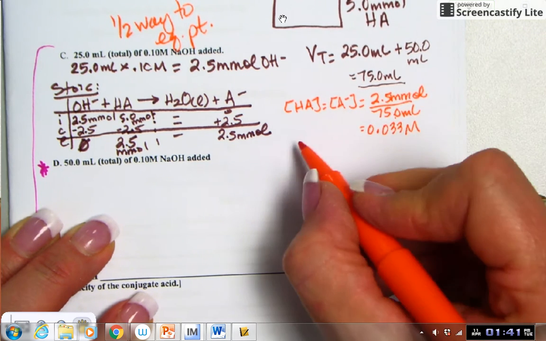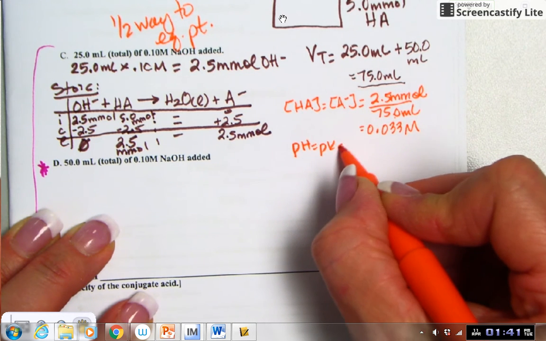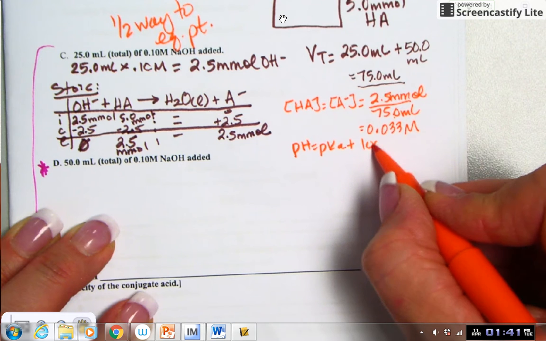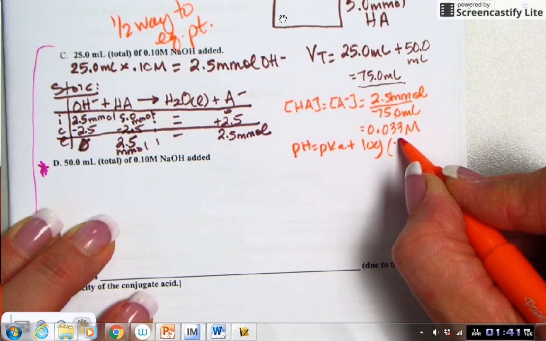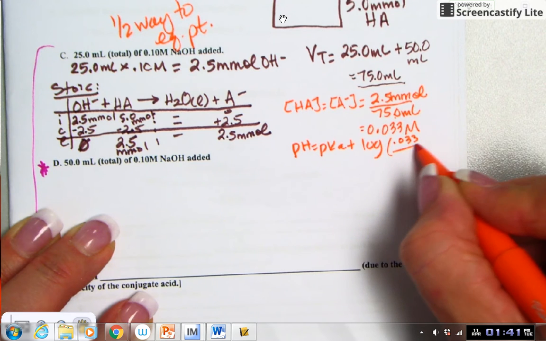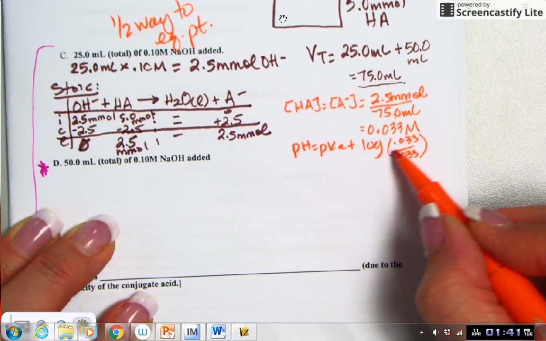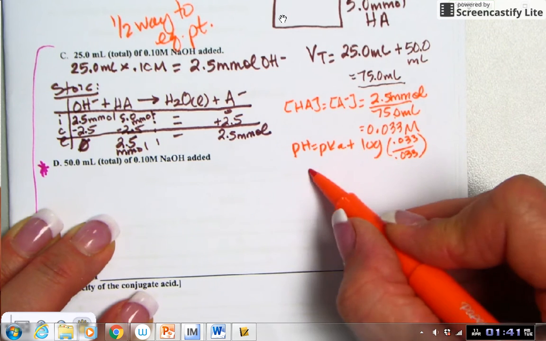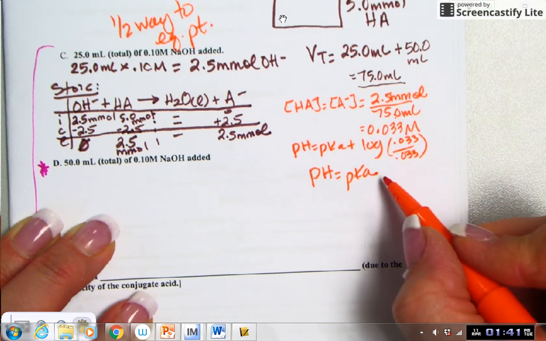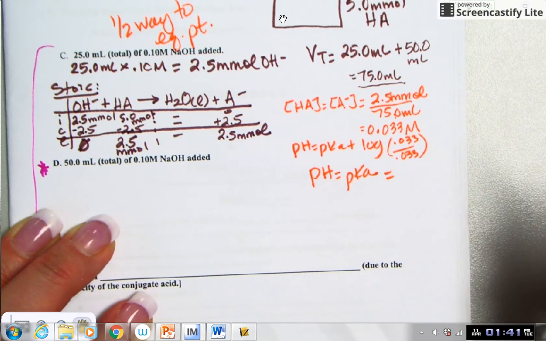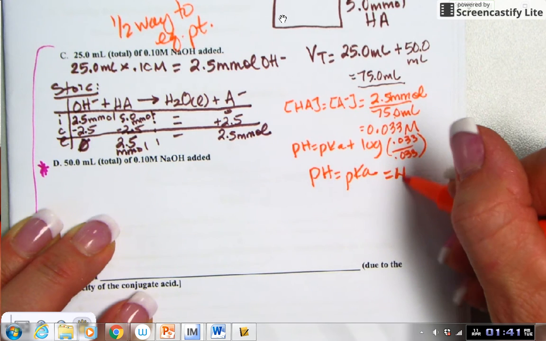So plug it into Henderson-Hasselbalch, pH equals the pKa plus the log of the base over the acid. So here we're going to have 0.033 over 0.033. So of course that's going to give you log of 1, which is 0. So we have pH equal to the pKa. So for this problem, the answer, the pH of the solution is going to be 4.74.